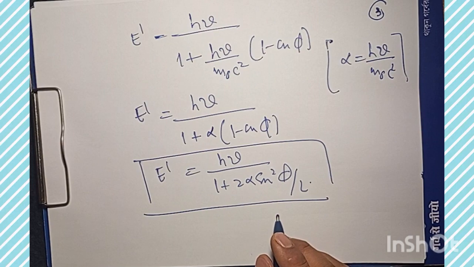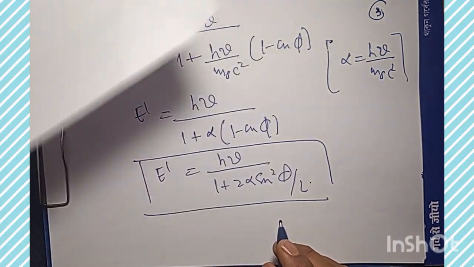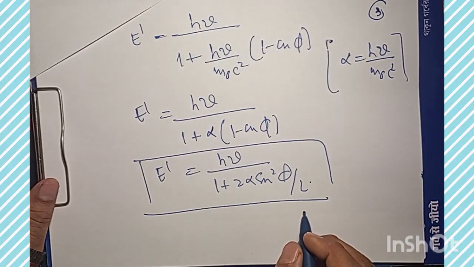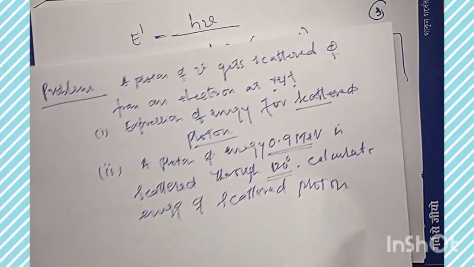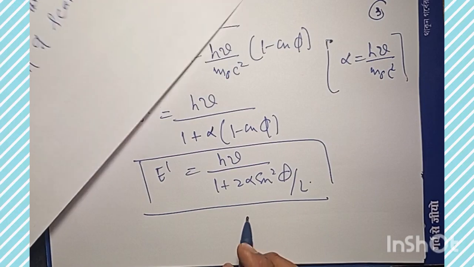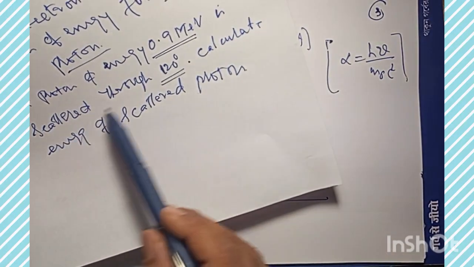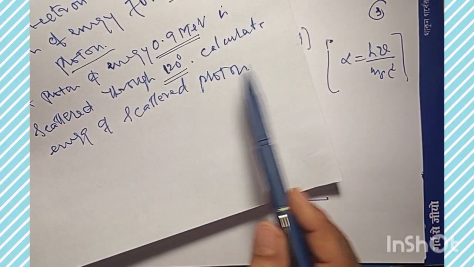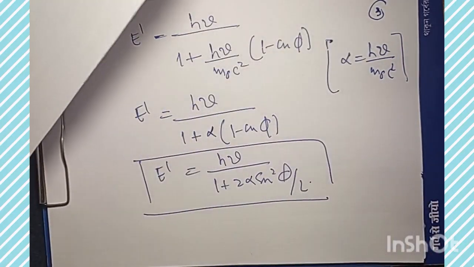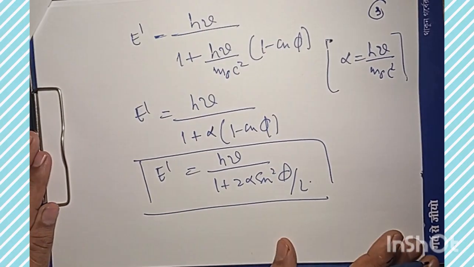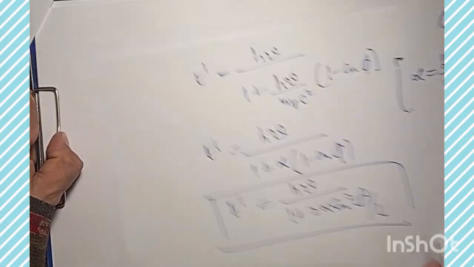Now going back to the problem, we have to do some calculations. We have the energy of the incident photon, which is 0.9 mega electron volts, and the scattering angle is 120 degrees. Calculate the energy of the scattered photon. So let's move to the solution of this problem.